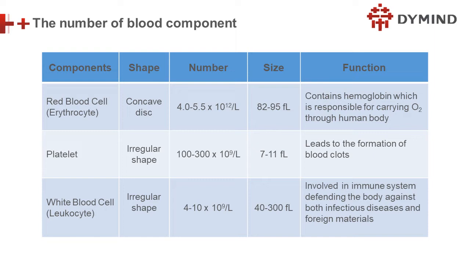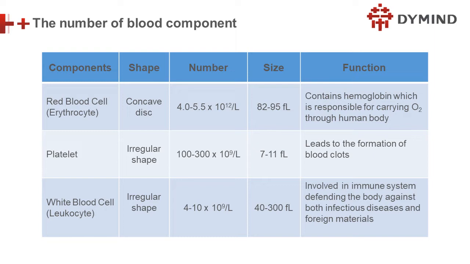The size of the red blood cell is 82 to 95, and the function is contains hemoglobin, which is responsible for carrying the oxygen through the human blood. So you can see that if a human has no red blood cell or something wrong with the red blood cell, like some disease, right? The RBC will be getting less. So you can see this person is not getting enough oxygen. So you can see the face or her face is white. Why? Just no blood, no RBC.